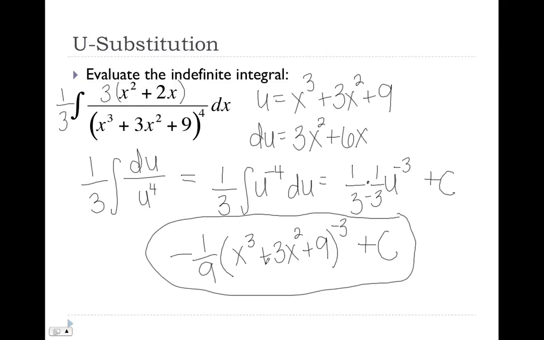Or the answer may have been written with this having a positive exponent in the denominator. So please make sure you could recognize -1 over 9 and then x cubed plus 3x squared plus 9 to the positive 3rd power, all in the denominator, plus c.